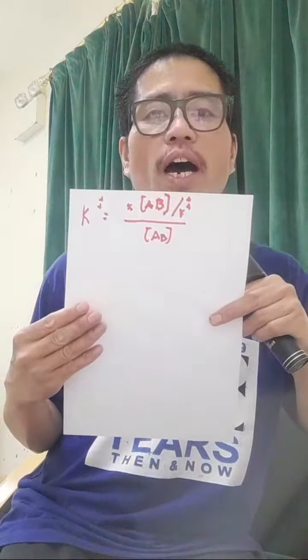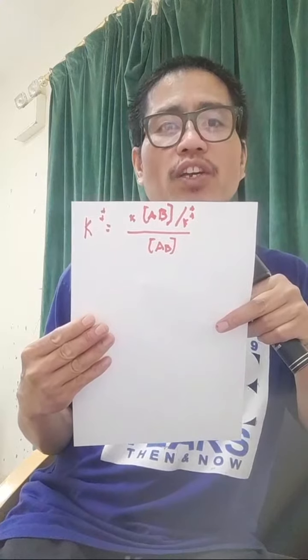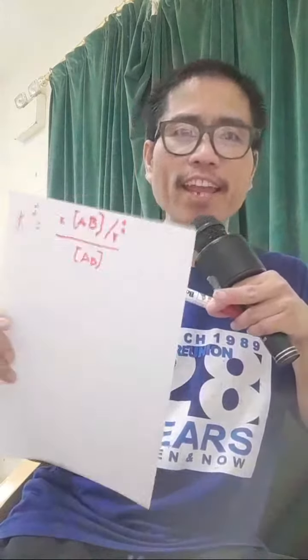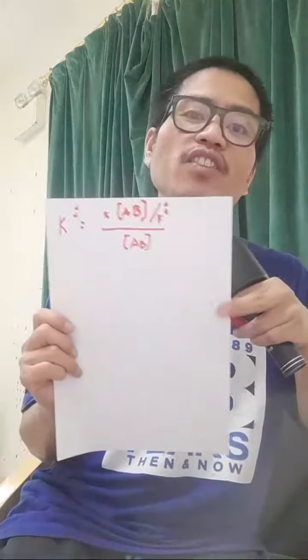AB integer is equals to small k, AB, like this, and then over k double integer, over AB. This is the resulting equation: big K, capital double integer, is equal to the concentration of AB times k over the small k double integer over the concentrations of A and B.